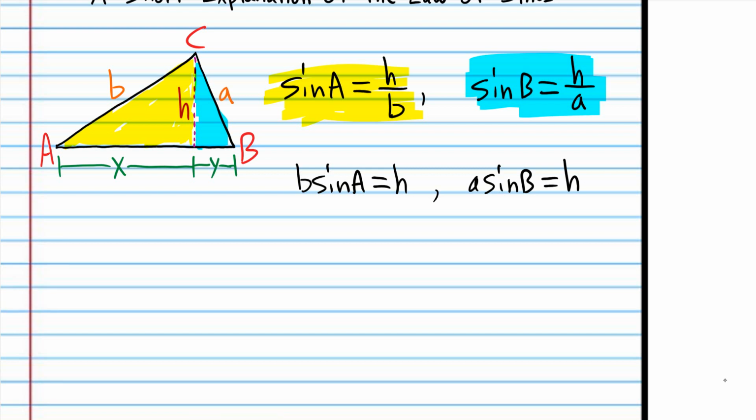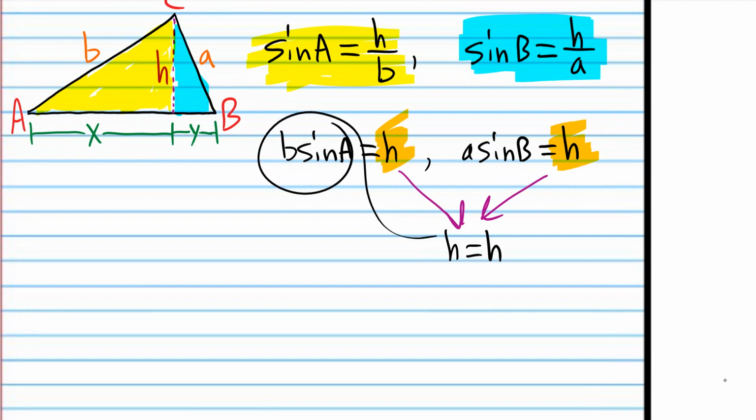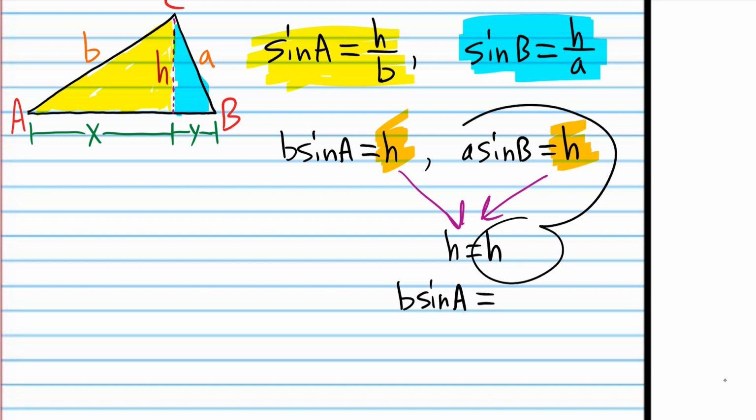Now notice that these h's are the same number. They're both the height of the triangle. So I'm going to take those h's and set them equal to each other. Now h is equal to b times sine A. But we also know that h is equal to a times sine B.